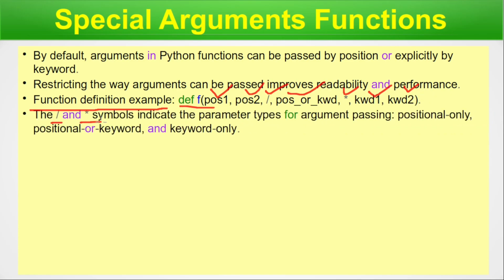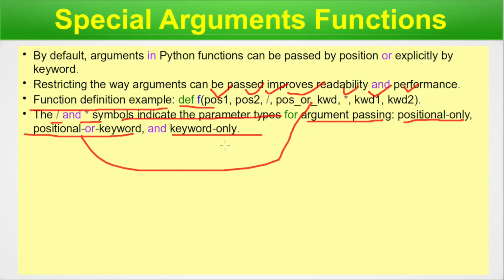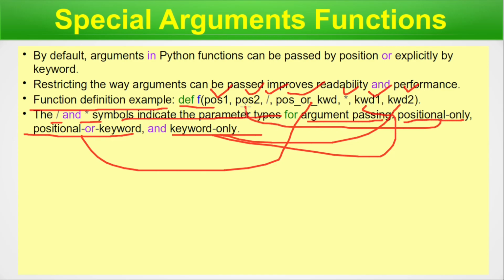The slash and the star are symbols that indicate parameter types for argument passing: positional only, positional or keyword, and keyword only. So the position or keyword goes here, keyword only is here, and keyword only is here, and the positional only is here and here. So this could be mix and match. So you can do the mix and match.